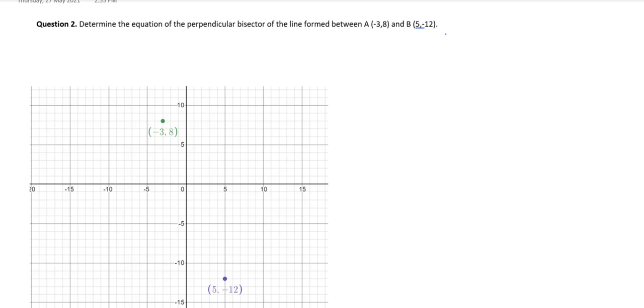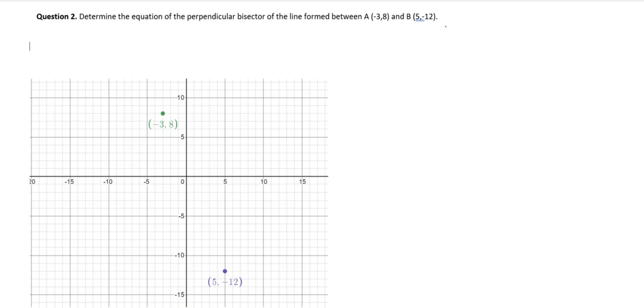Okay, so with this question, we've been asked to determine the equation of the perpendicular bisector of the line formed between A and B. Now, before we actually try and do any of the maths on this, let's work out what a perpendicular bisector is. Well, let's look at the name. First of all, it's got to bisect the 2 points, so it's got to be halfway between the two. And it's got to be perpendicular, so it's got to be at right angles.